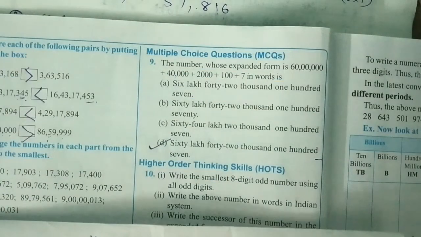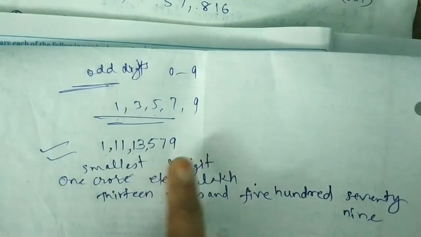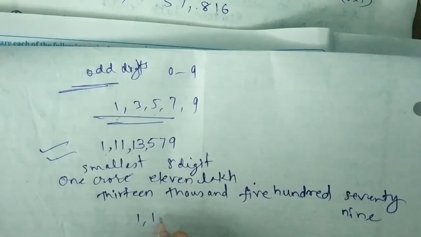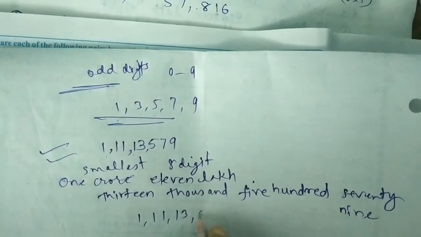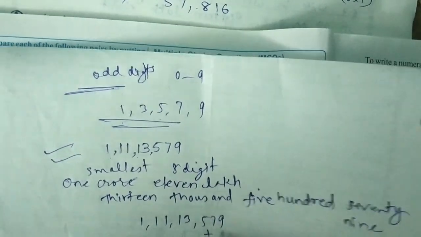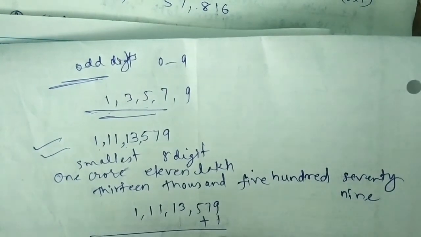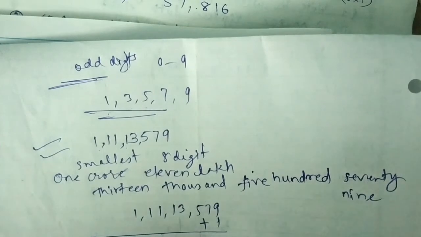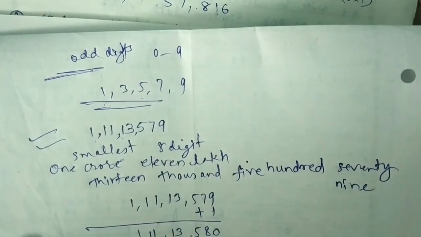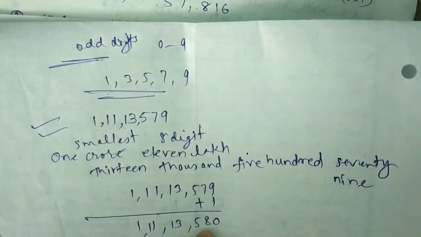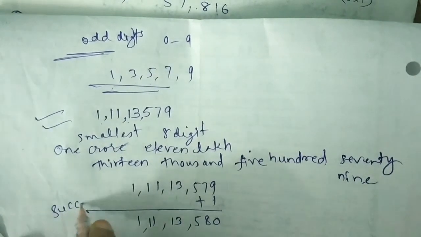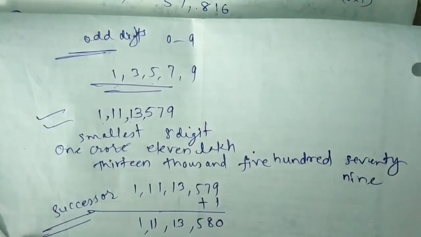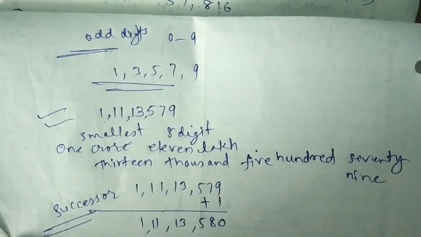And you can take a successor of this number just by doing plus 1 in this. So if we do plus 1, you will get this number: 1 crore 11 lakh 13,580. So this will be the successor. Successor of any number you will get by adding just plus 1.